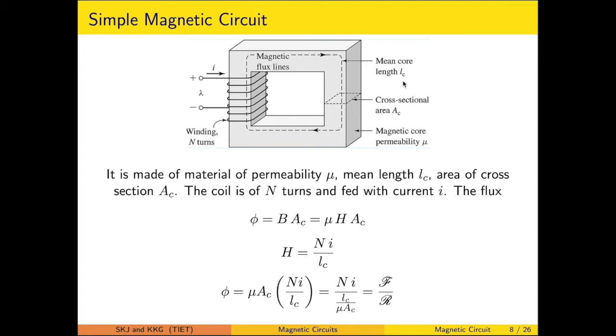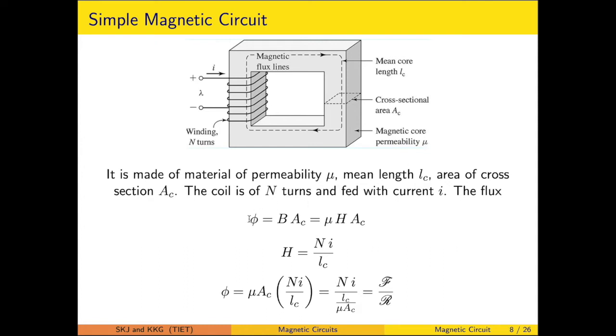Now here it is a magnetic core where the same coil, having N number of turns, is supplied by the current I. So it results in the flux phi. We have neglected the leakage flux and so on. This particular core has an area of cross section A_C, and the material of the core has a permeability of mu, or you can say mu_r.